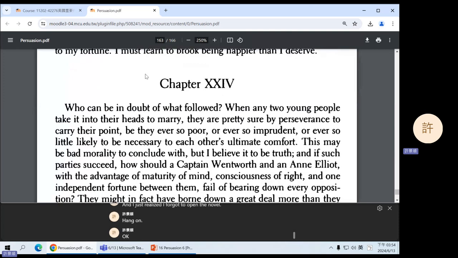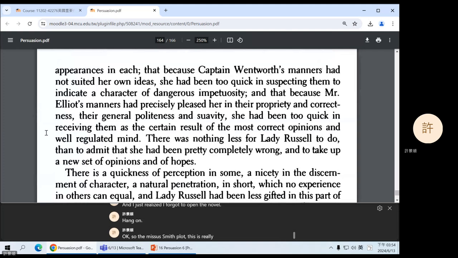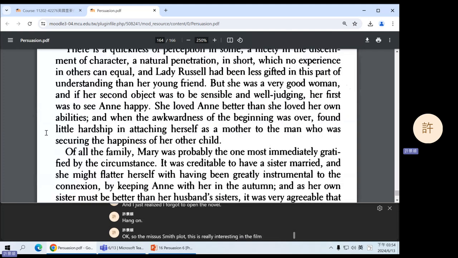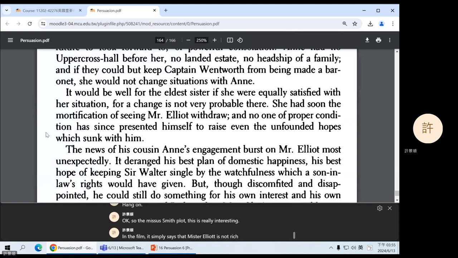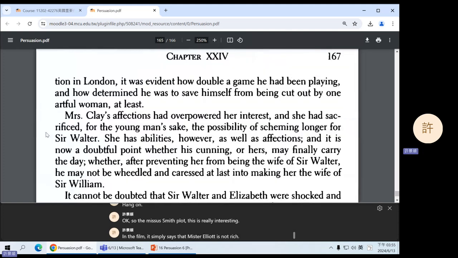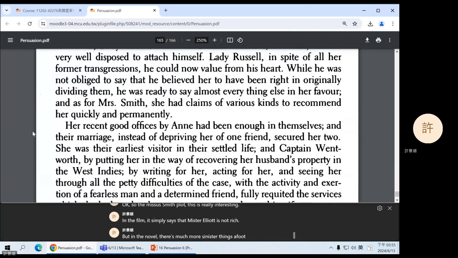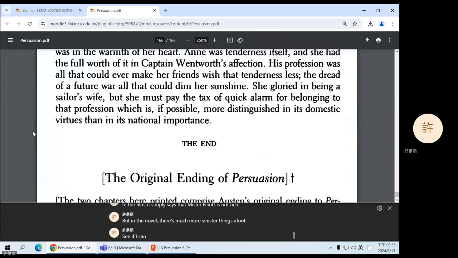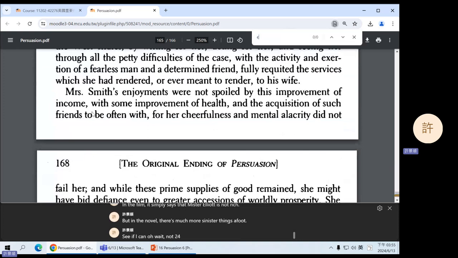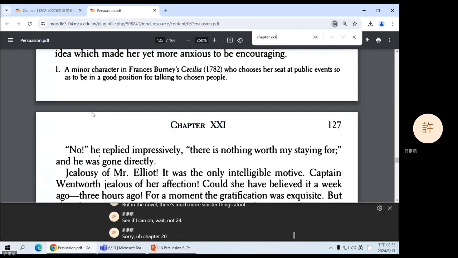Okay, so the Mrs. Smith plot. This is really interesting. In the film, it simply says that Mr. Elliot is not rich. But in the novel, there's much more sinister things afoot. See if I can... Oh, wait, not 24, sorry. Chapter 21.